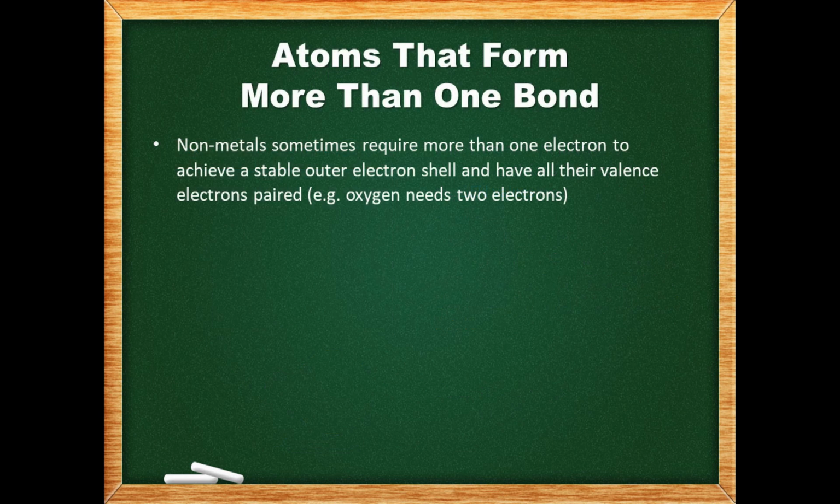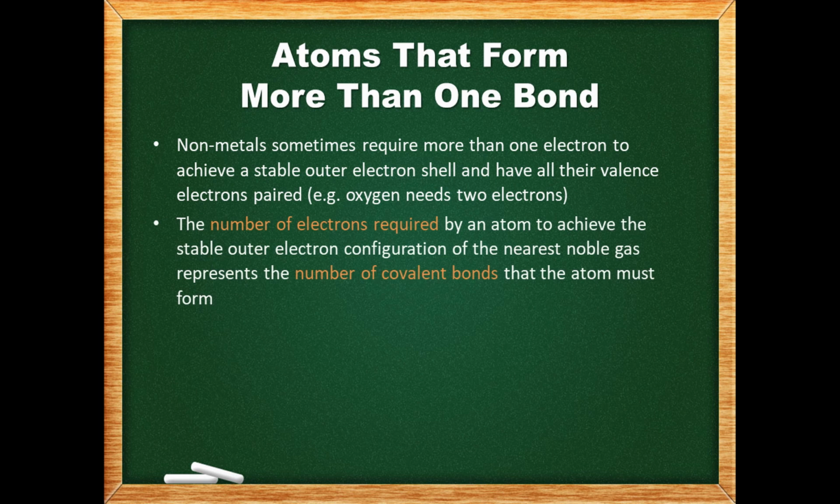Now we can step things up a bit and look at the case where atoms can form more than one bond. In the cases we've examined so far, only one electron has been required to achieve a stable outer electron shell and have all the valence electrons paired, but nonmetals sometimes require more than one electron. For instance, oxygen needs 2 electrons to achieve the valence electron configuration of the nearest noble gas, neon.